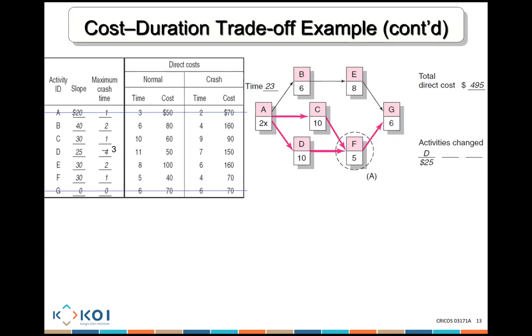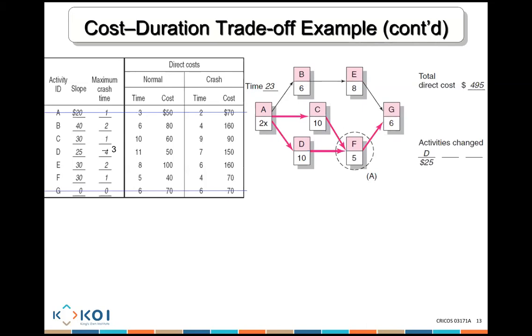D. Okay? But if you crash D, it only will crash one path. So if you reduce this path to 23 days, that path is still the same period. So you haven't really done anything. So we need to crash C. Okay? So do you need to do D and C, or only C, or only D? Which one?